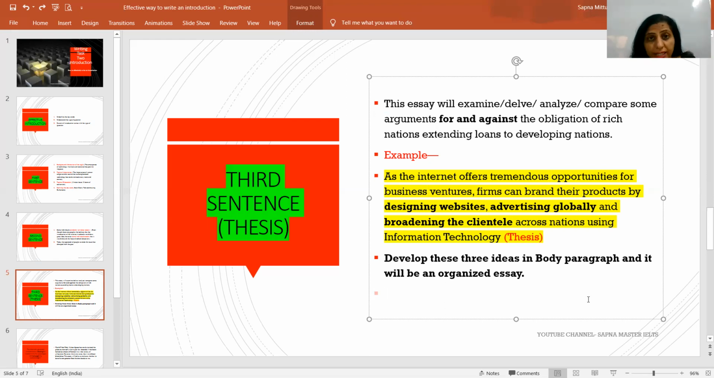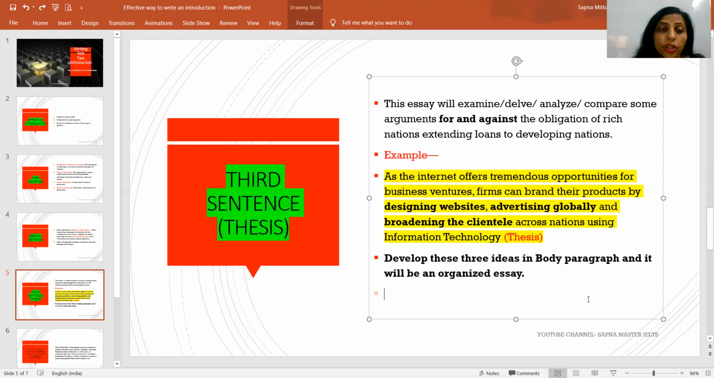Now, this is the thesis statement. And why would it be called a thesis statement? Because the words which are in bold will be discussed. I'll be discussing those reasons in my body paragraph. And if I'm able to use these words in my body paragraph, it means that is an organized essay.